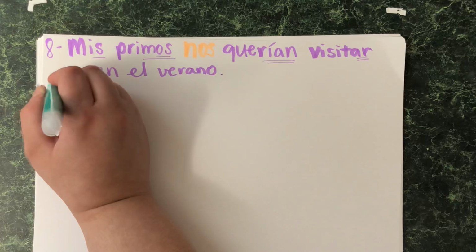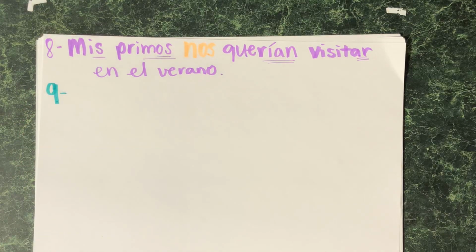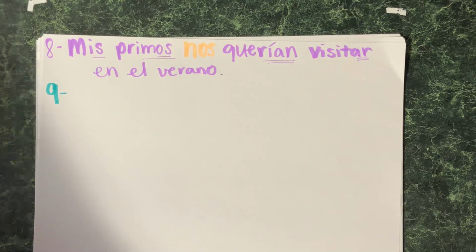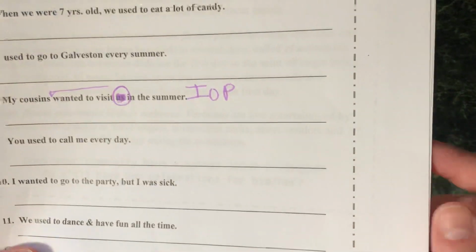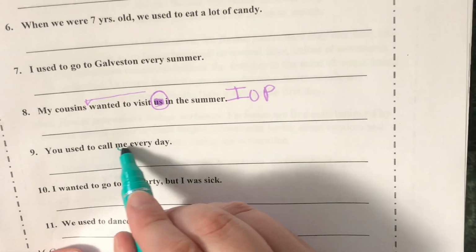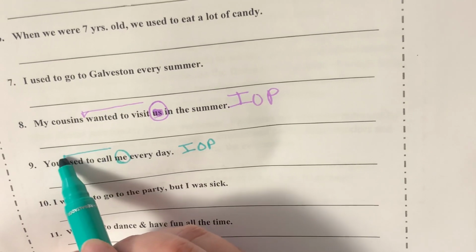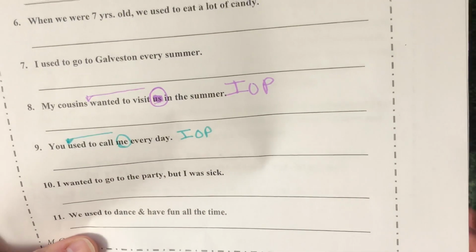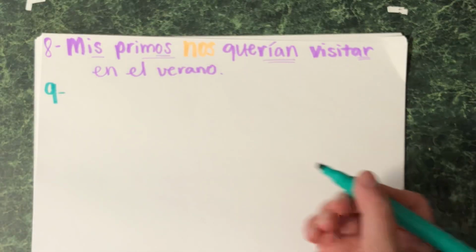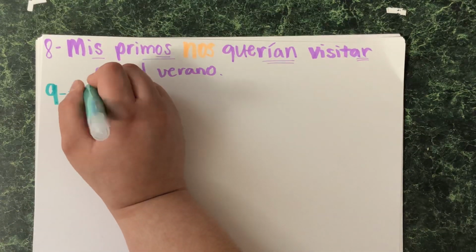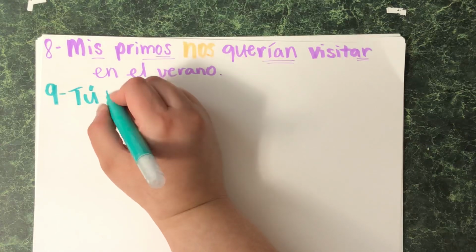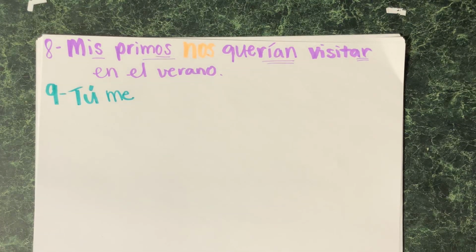Number 9. You used to call me every day. We have another situation right here. You used to call me. This is your IOP, indirect object pronoun, and the IOP goes right before the verb, okay? Okay, so tú with an accent, and then me, to say me, you're gonna put me, tú me, and then call. Which verb are we going to use for the verb call?